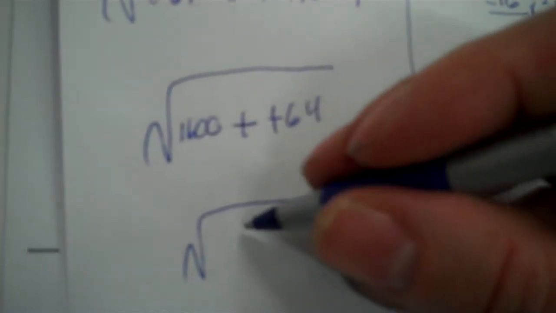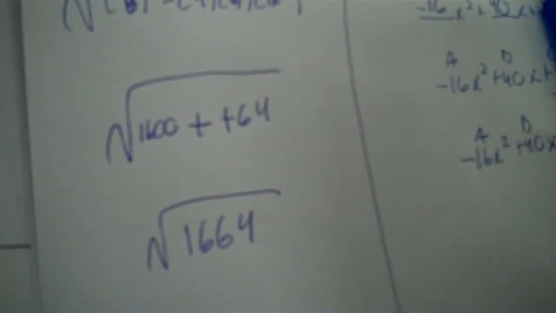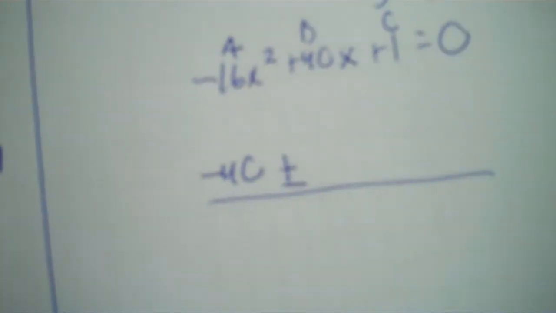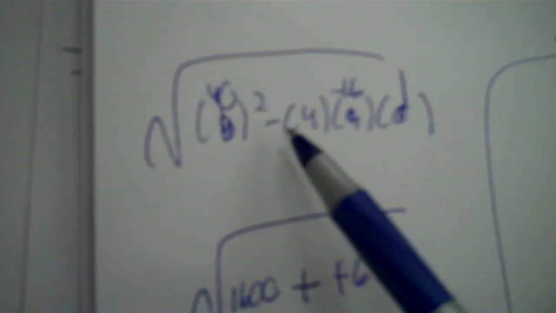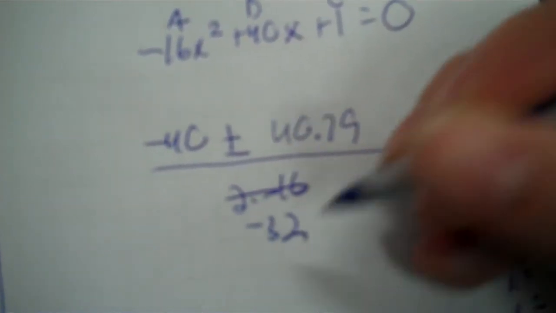So I end up adding it. Sometimes I add, sometimes I subtract. 1,664. Okay, is that a whole number? Hopefully not. Nope, it's decimal. 40.79. So I'm going quadratic formula. Opposite of B, plus or minus the square root. B squared, I already did that, 40.79 over 2A. It's going to be negative 32.